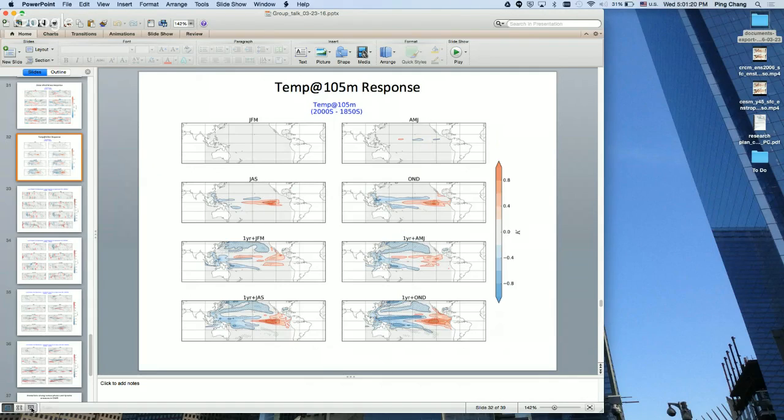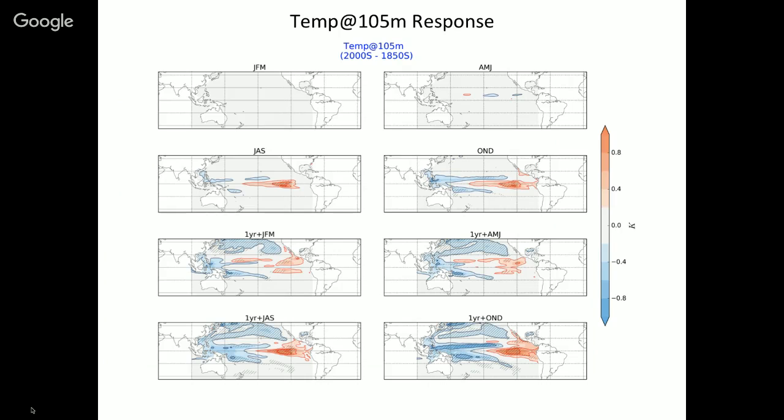This is the subsurface response. This is for all the 2 years. These figures I have shown you before, but you can also see that there are other things. There's a cooling propagating down here. There's a cooling propagating eastward, and all those things. So there's a lot of interesting response.